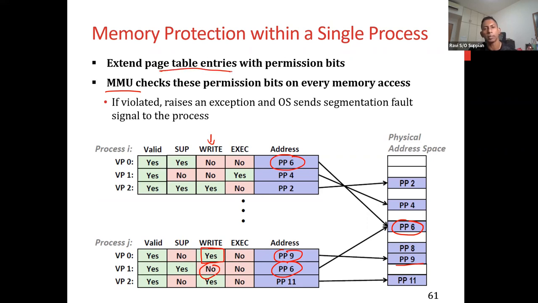So the permission bits can be extended to the page table entry. Previously, when we talked about the page table entry, we only talked about the valid bit. But we can extend it to say that you can operate in supervisor mode, you can do a write access, you can execute code, and so on. So you can set some other bits to indicate what is allowed and what is not allowed within that memory region. This again provides a protection layer so that one process does not accidentally try to access a physical page, memory set aside for another process.